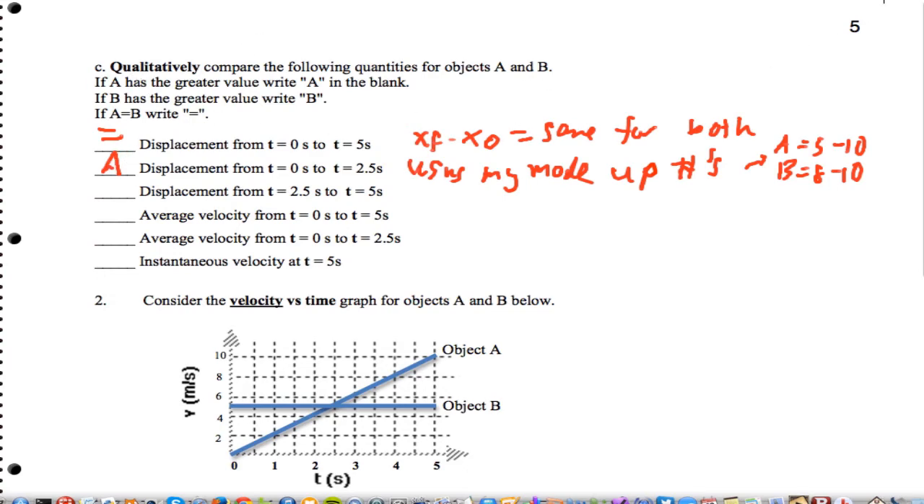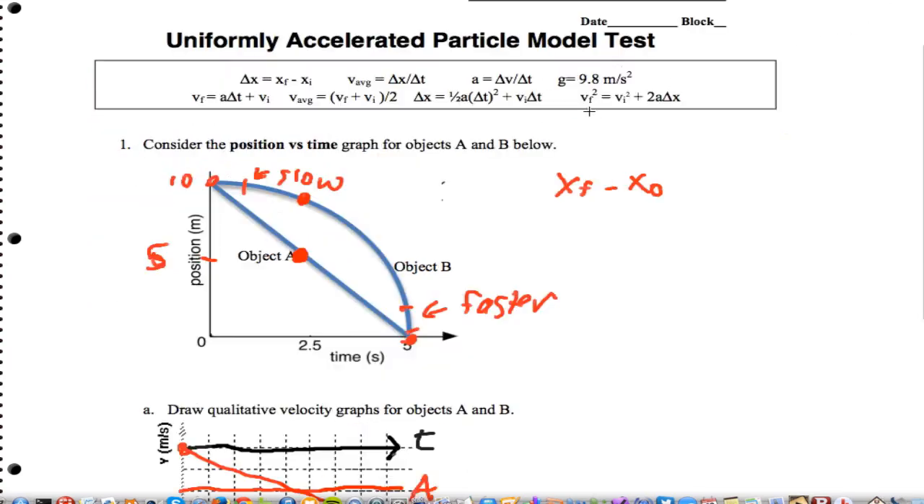Similarly, when we look to see the displacement from 2.5 to 5 seconds, we see that object A only moves this amount, whereas object B actually has a displacement that's much bigger over the second part.